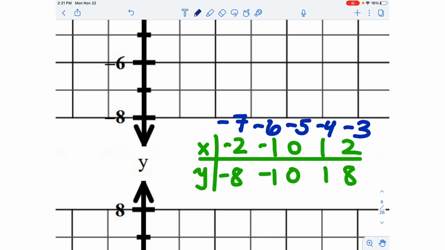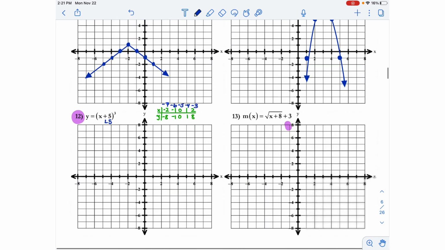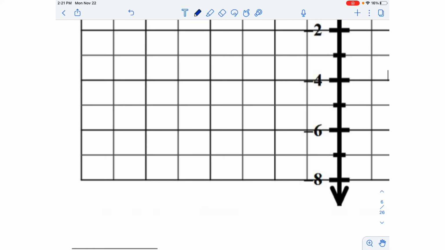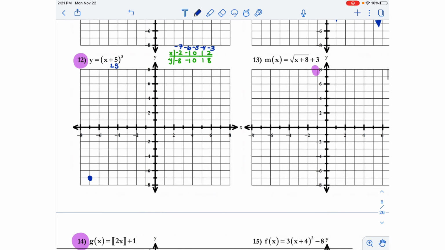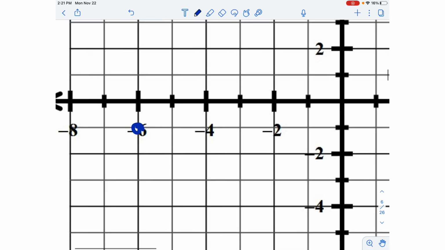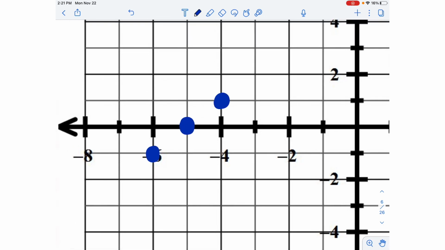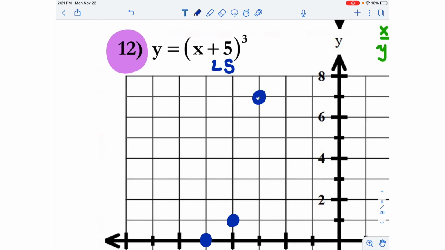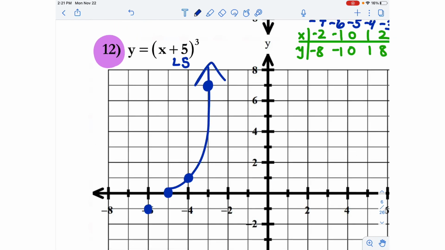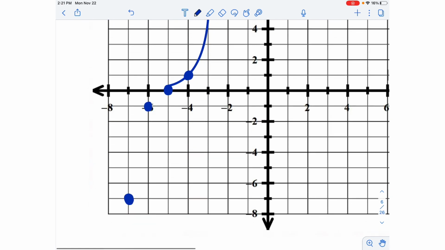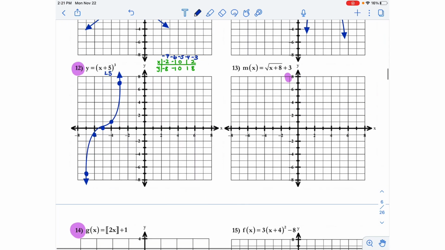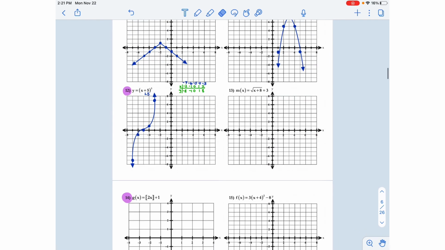So these are my new x values, and my y values are going to stay the same. So negative 7 is going to be at negative 8. Negative 6 is at negative 1. Negative 5, 0. Negative 4 is at 1. And negative 3 is at 7. So this kind of is like a snake going up instead of side to side. And there you have a beautiful cubic function that's been moved left 5.